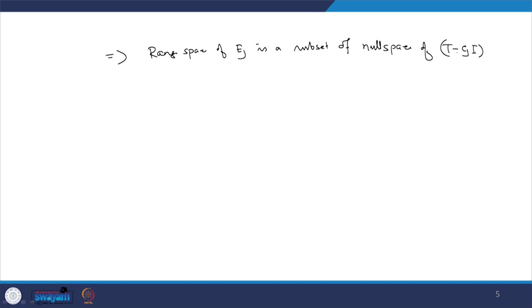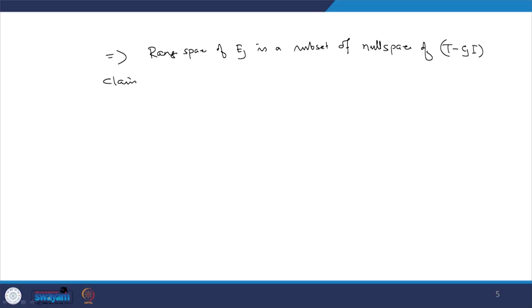So, you see that the range space of each Ej operator, which I have proved is the projection operator, is basically a subset or subspace of the null space of T minus Cj I. I want to show that the range space of Ej is exactly equal to the null space of T minus Cj I. But before proving that, let me first prove that C1, C2, Ck are the only eigenvalues of the operator T. Claim: C1, C2, Ck are only eigenvalues of T.